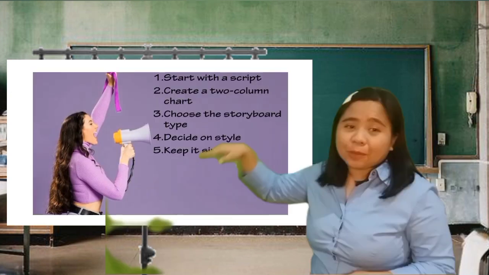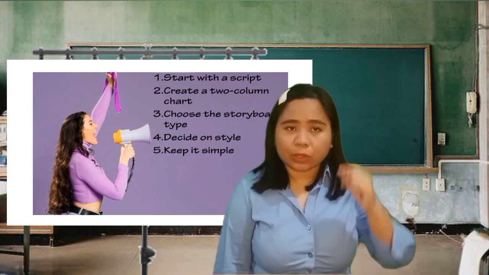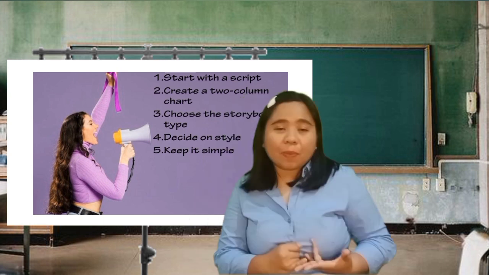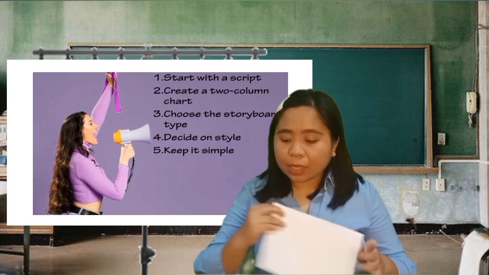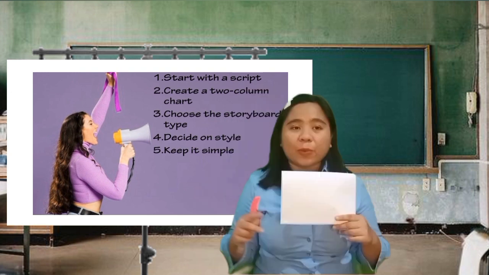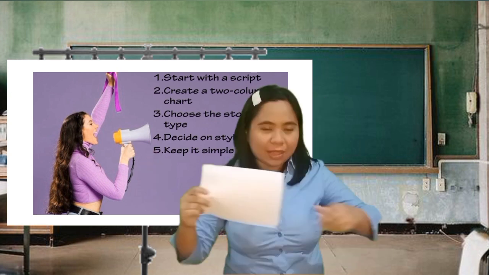Then number 3, choose the storyboard type. In making a storyboard, always consider what storyboard type you will use depending on the available resources you have. For example, if I'm going to create a storyboard and I don't have a laptop, then I will use the traditional storyboard type because it is easy. I will have the paper and the pen. If I want a 6-frame storyboard, I will just prepare 6 papers, arrange them, and draw on my paper.